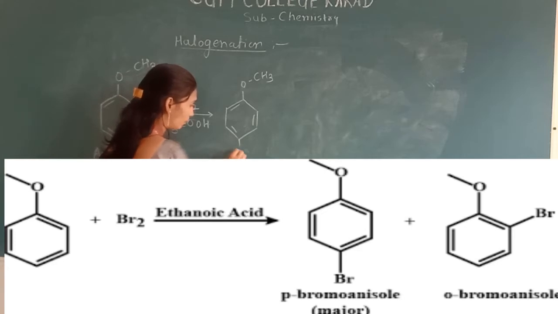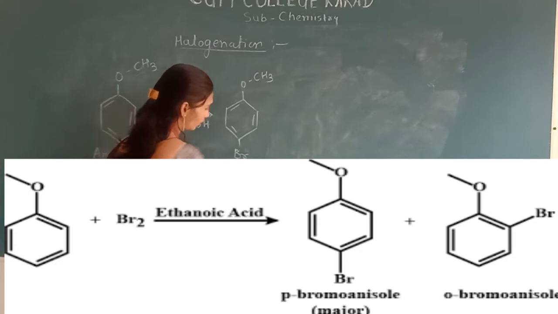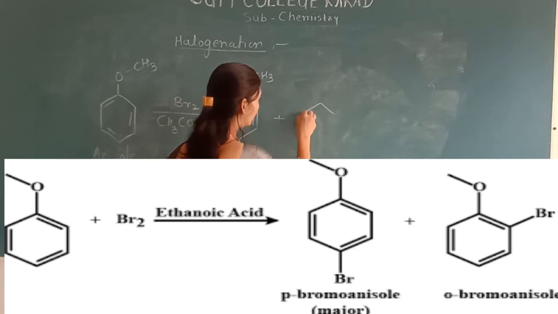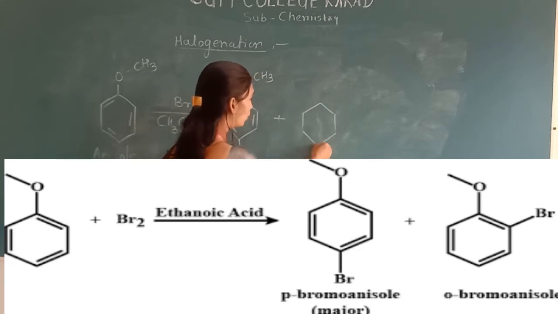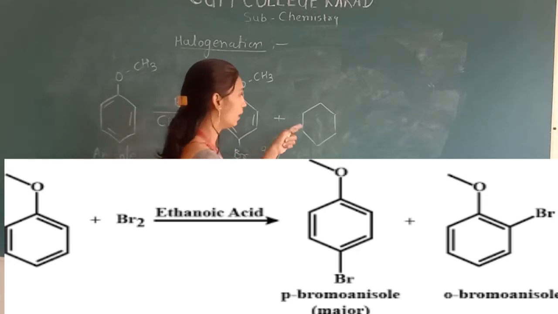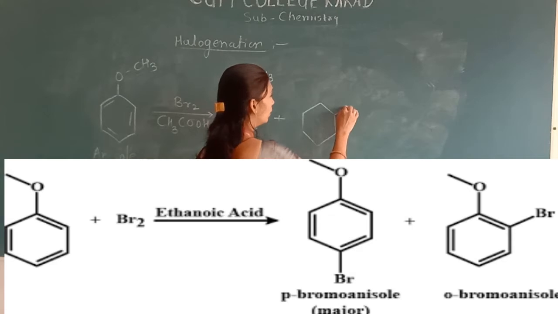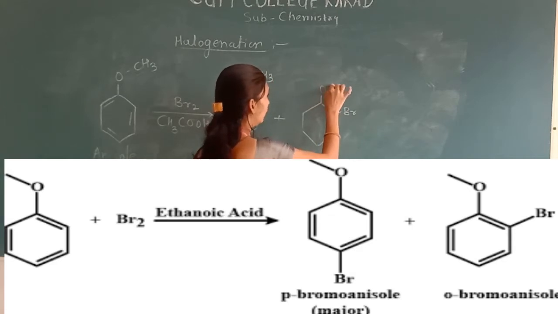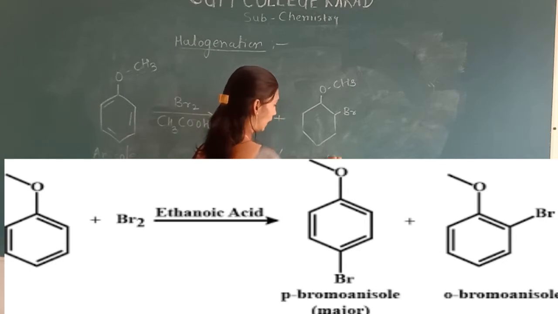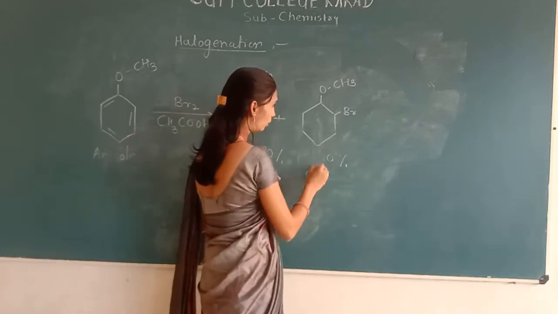First, this bromine group is attaching here first. That means p-bromoanisole. And the second is our minor product. That means from this reaction the para-bromoanisole is produced 90% and this ortho-bromoanisole is produced up to 10%. Only 10% we are getting the ortho.